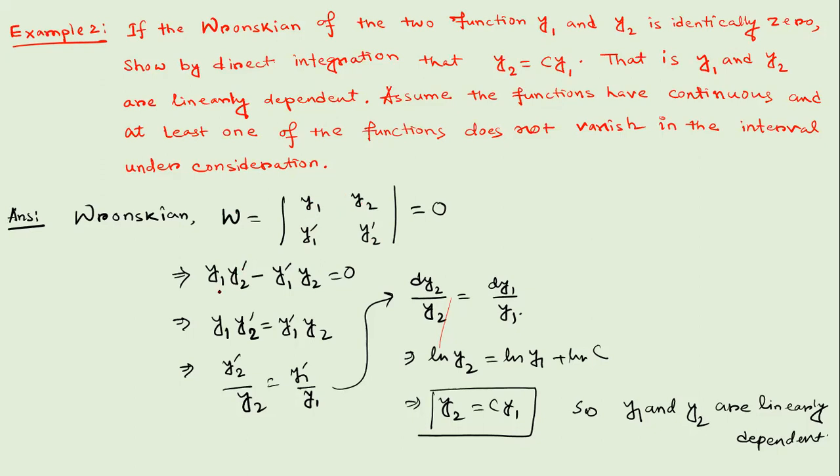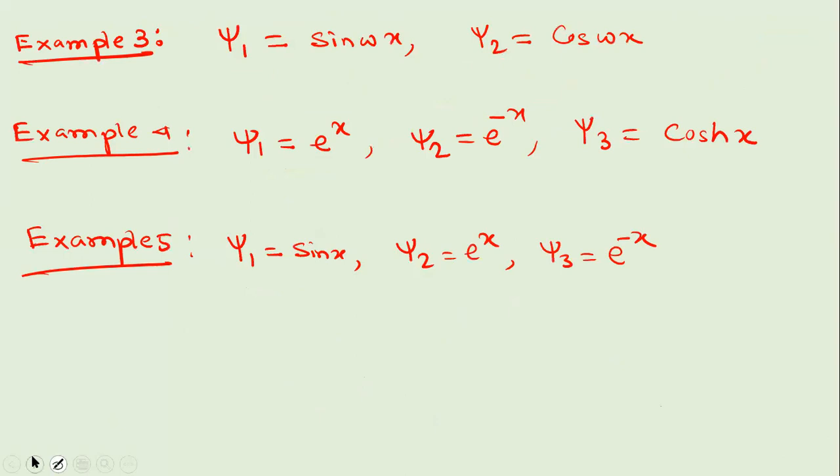So just the determinant, that is this into that minus that into that equals 0, and we separate out the functions y1 and y2, the two solutions, and just integrate. You will get the solution y2 equals c y1. So these are linearly dependent. So you can see here that if the Wronskian is 0, then these two solutions are linearly dependent, right?